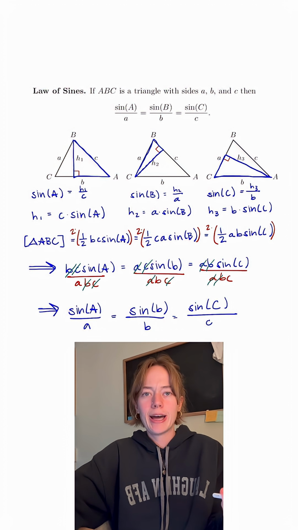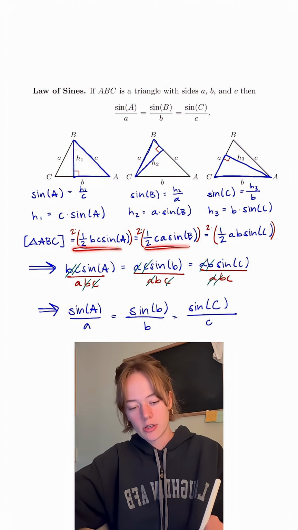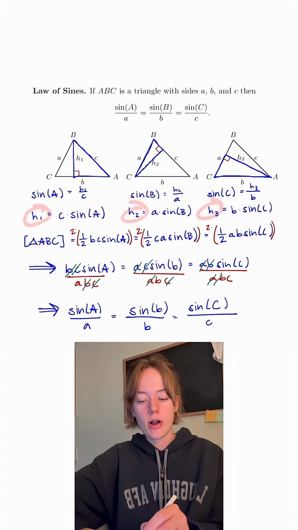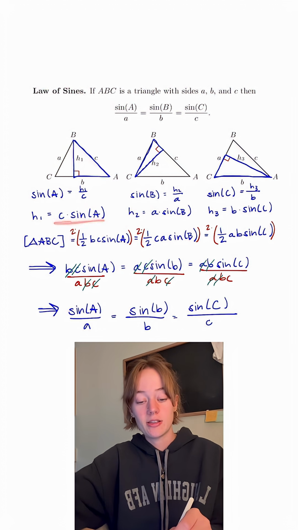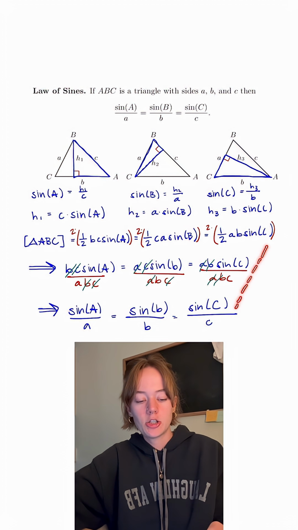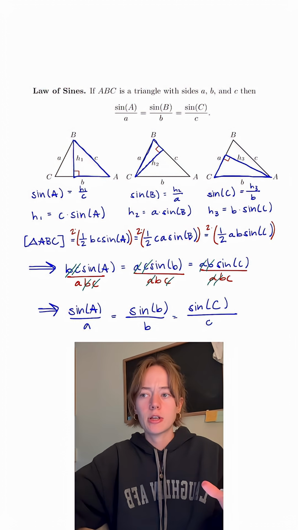So this really isn't that bad. It's just finding 3 equivalent expressions for the area of a triangle, not using h1, h2, and h3, but rather using these expressions that conveniently introduce sines. Once you have those area expressions, doing some manipulations and getting our beautiful law of sines. Voila.